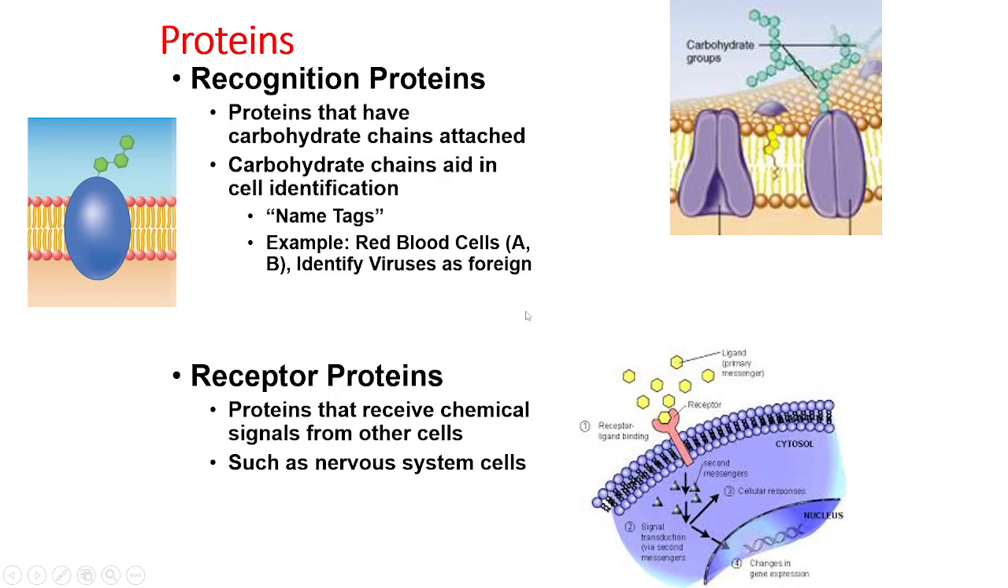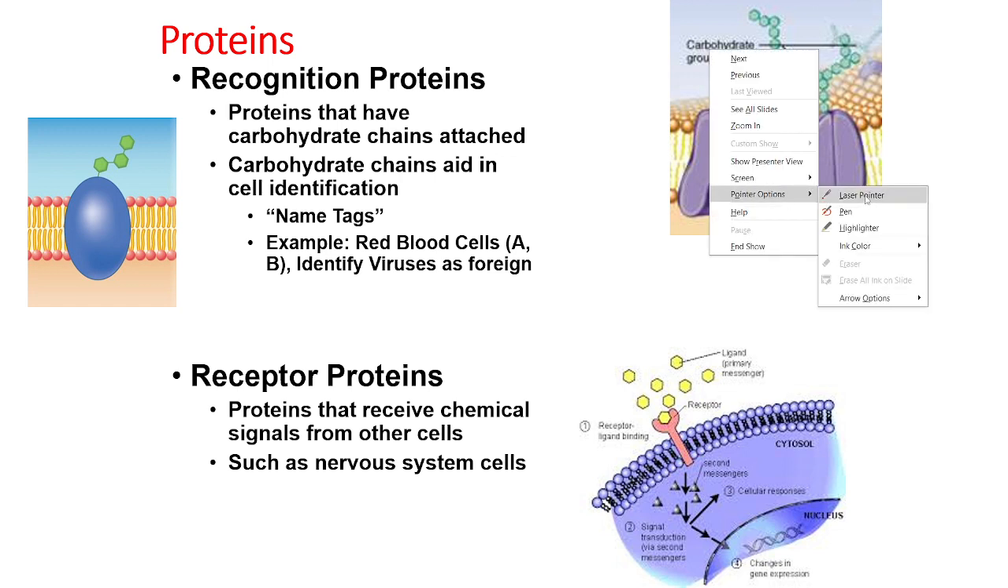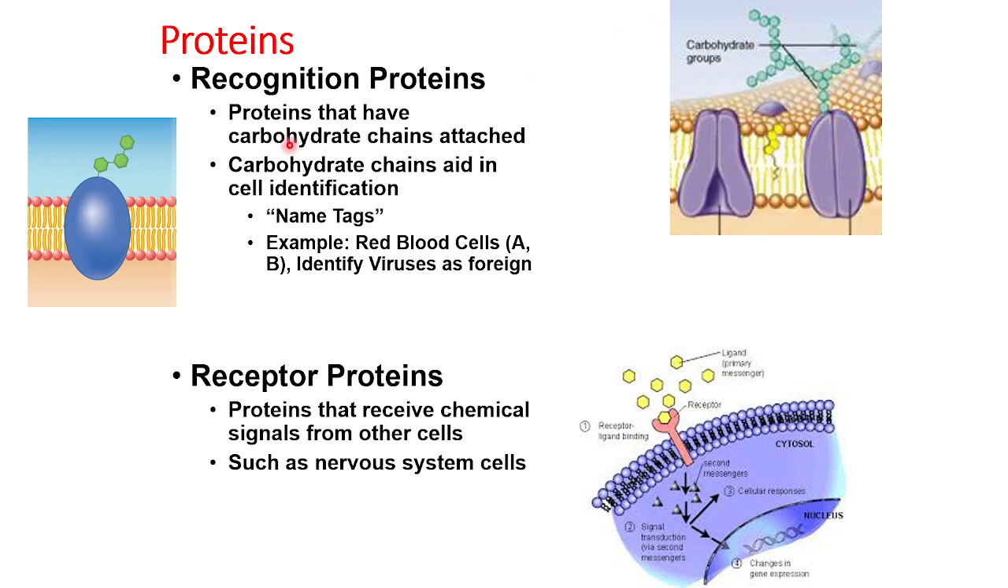There are also other proteins, basically your recognition proteins, where you have the proteins that have carbohydrate chains attached, like you have the carbohydrate groups present over here, and then the carbohydrate chains aid in the cell identification, that is, it acts as a signaling molecule, or it acts as a tag. So it acts as different tags. For example, the red blood cells identify viruses as foreign. So these act as the different tags, and these have different roles in identification.